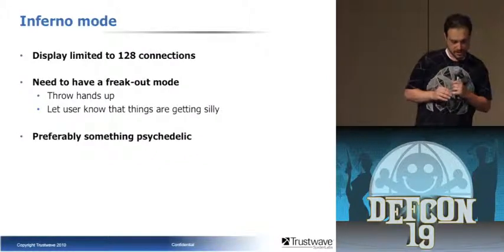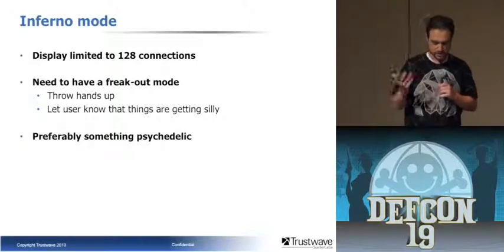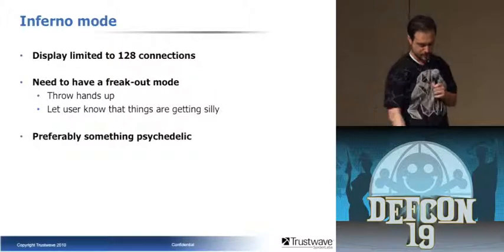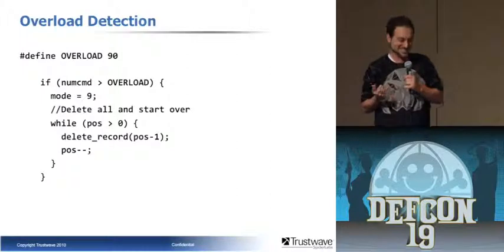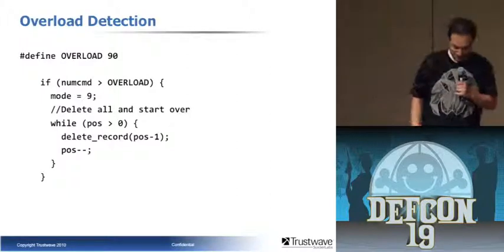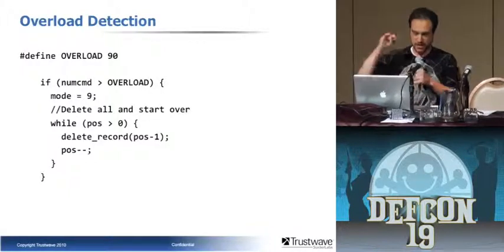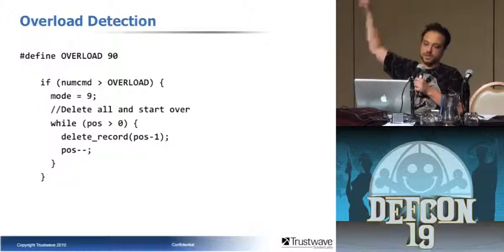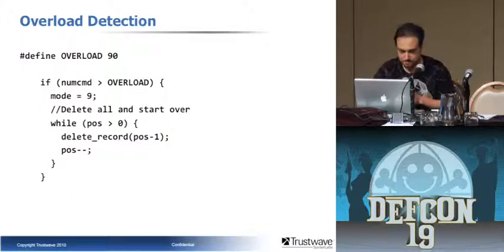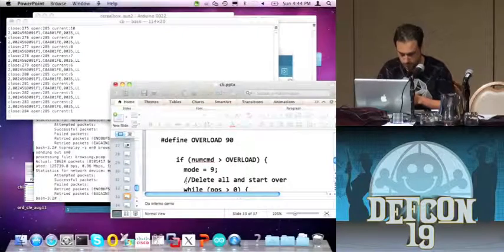Inferno mode is a meter that keeps track of how many connections are coming in. I was thinking preferably something kind of psychedelic, so that at least if you're getting totally owned, you could be like, whoa, cool, look, my blinky lights are all messed up. So, overload detection. Define overload as 90. You can define this whatever you want. That's a very conservative number. If the number of commands is over the overload, mode 9 is the bad one. So I'm down to 5 here. I think this is actually going to work out just about right.